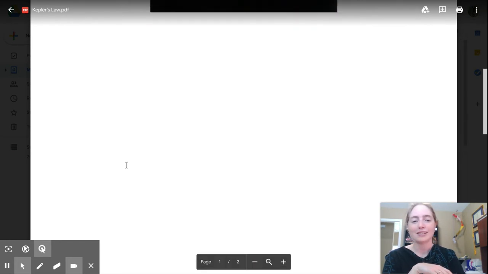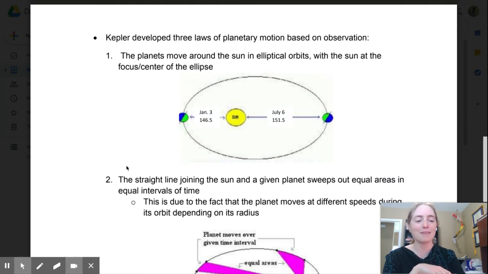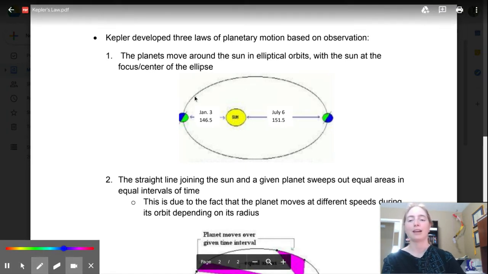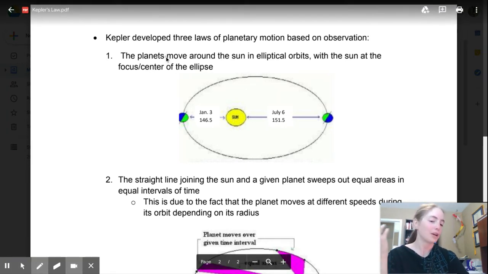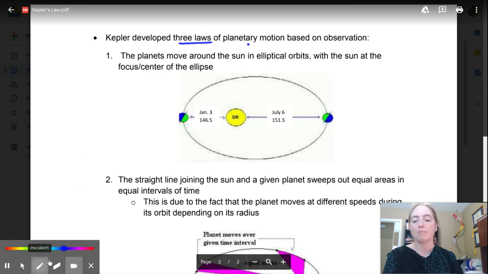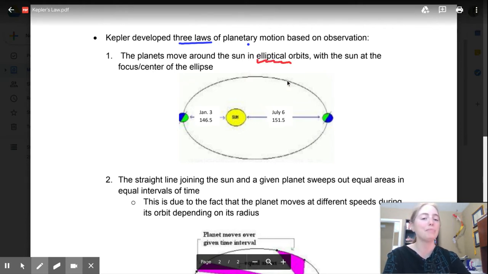All right. So, ladies and gentlemen, Kepler's Law of Planetary Motion. So, Kepler, cool guy, awesome scientist, he developed 3 laws of planetary motion. And he based this off of his observations and math. So what he observed is that the planets move around the sun in elliptical orbits. And the sun is what is called the center or focus of the ellipse.